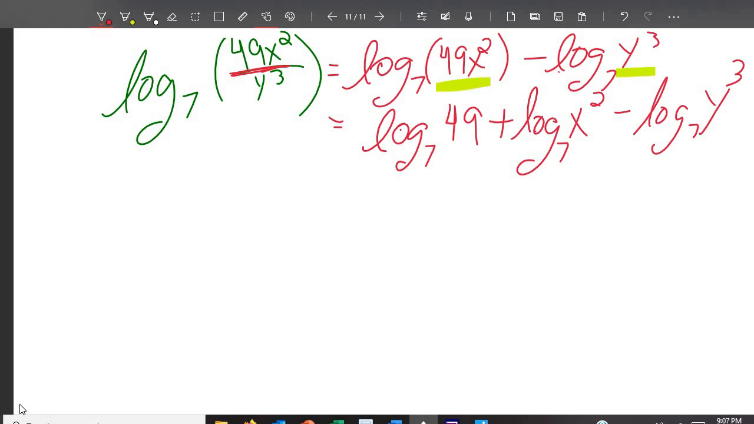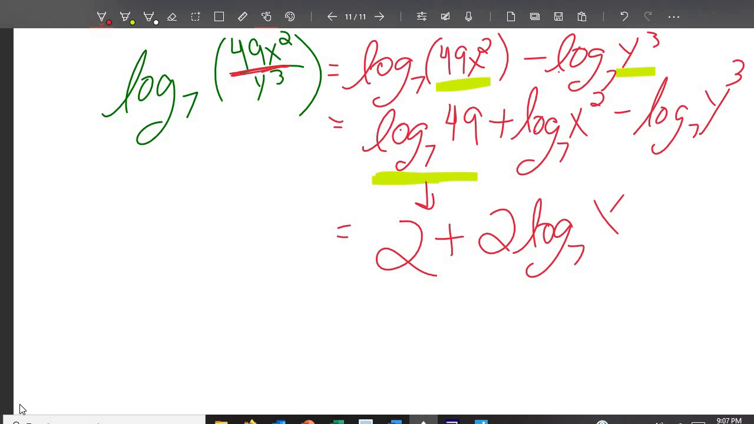And we get this. The next step is to do the power rule and simplify if we can. Well, notice this is all numbers. So let's try to simplify that. What exponent for 7 gives me 49? Well, that would be 2. For the second log, we put the exponent down in front. And then for the third log, we move the exponent down in front. And we get this.